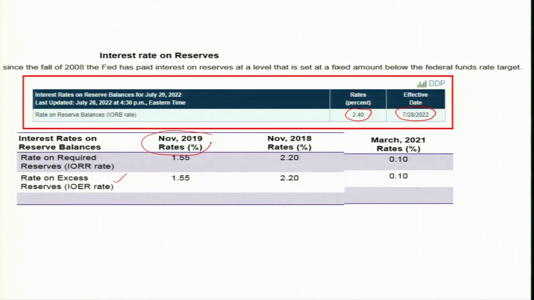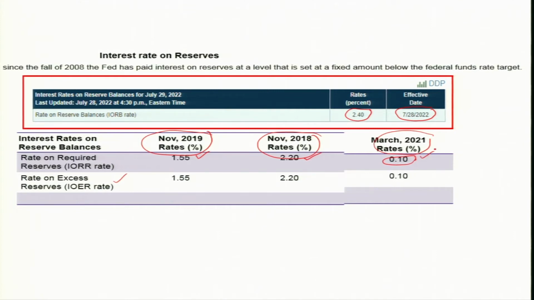That means November 2019, November 2018, and March 2021. You can see that the rate on required reserves was 1.55 in 2019, but it was 2.20 in November 2018. But in March 2021, the interest rate on reserves was only 0.1%.